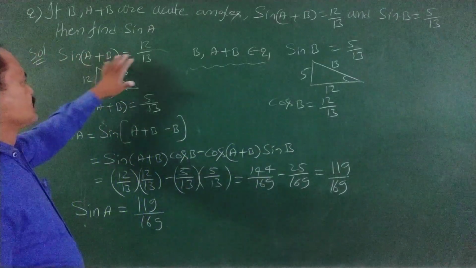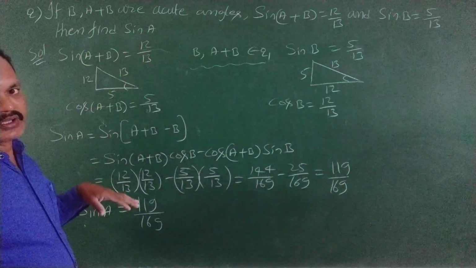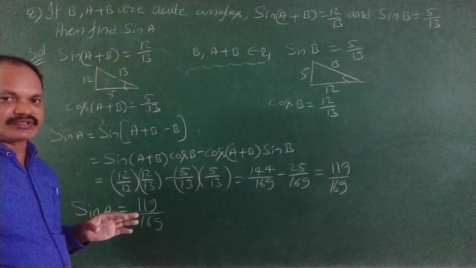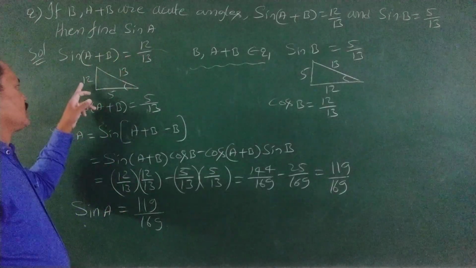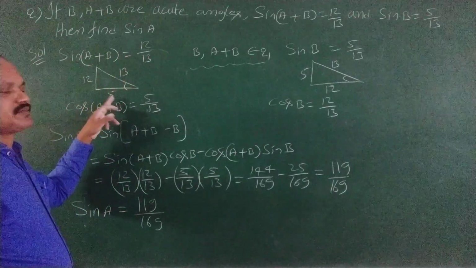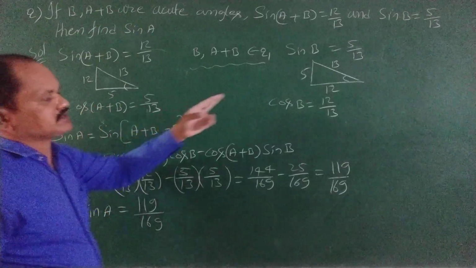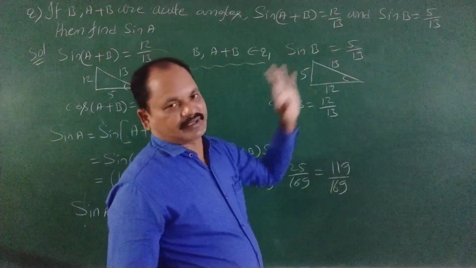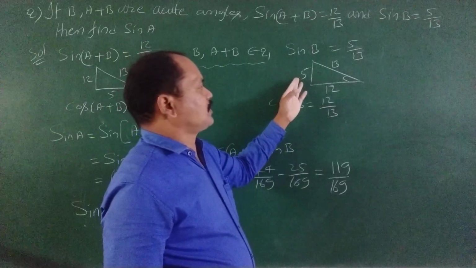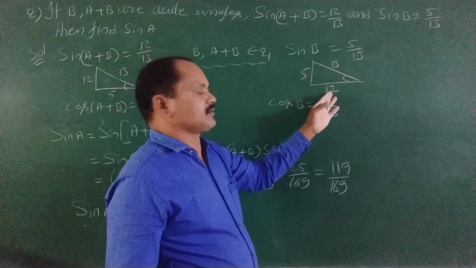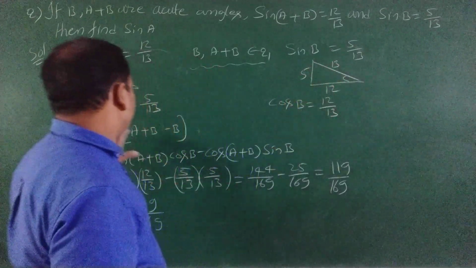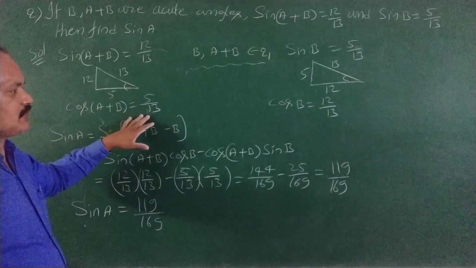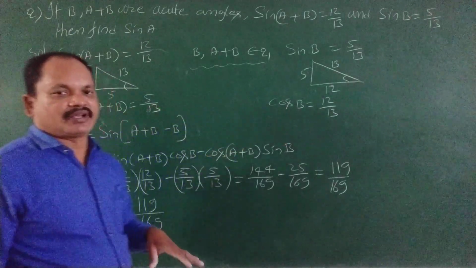Now sin(A+B) is given as 12 by 13. So it is opposite side by hypotenuse. According to the triplets, it is 12, it is 13, then it is 5. Similarly, sin B is equal to 5 by 13. So it is also opposite side by hypotenuse, then the remaining side is 12. Now from this we have to find cos(A+B) and cos B.